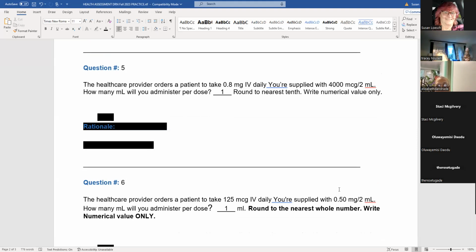Why are you reading that part? Did you need to read that part to answer that question? Nurse? We gotta convert. No, I asked you what's the formula. I said, how many mLs will you administer per dose? As soon as you read that, what is your formula?